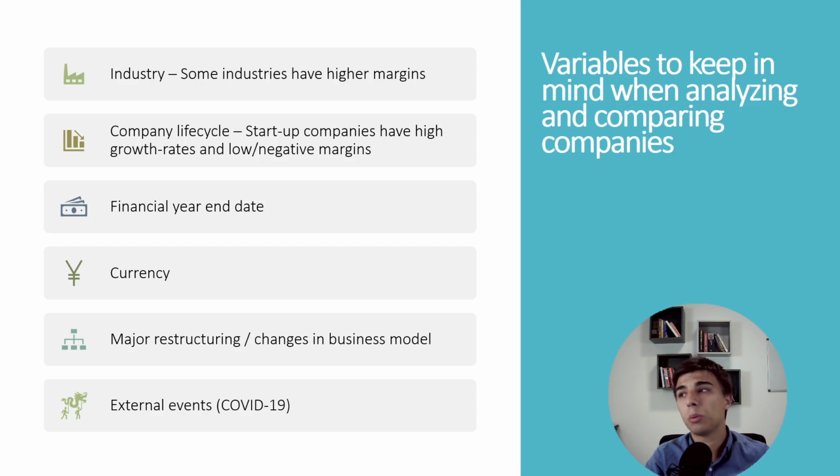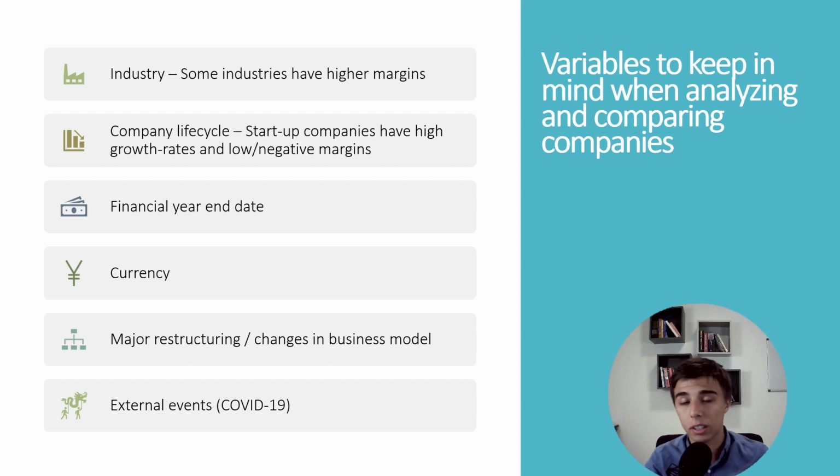There are a few things that we need to keep in mind when analyzing companies. Of course, the first one is the industry. As we've already seen, some industries have higher margins. It is what it is. The product or the service costs less to be created and delivered. That's normal. So don't compare gross margins of two companies and make a decision that one is better. That would not be correct.